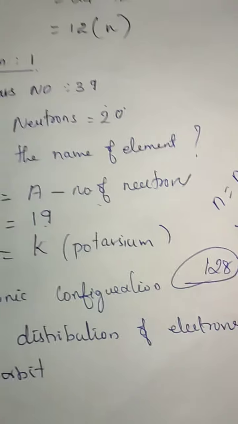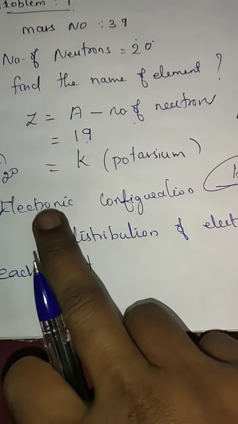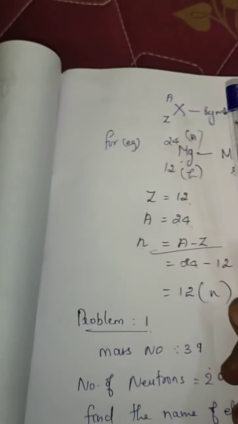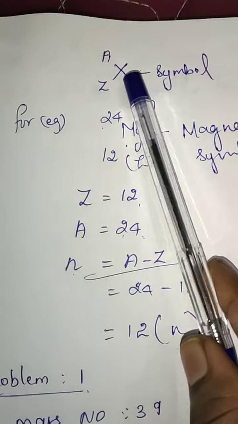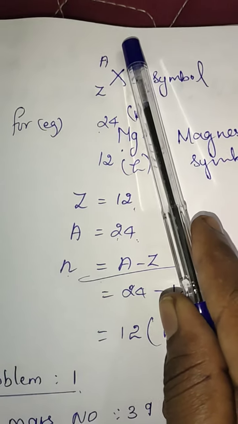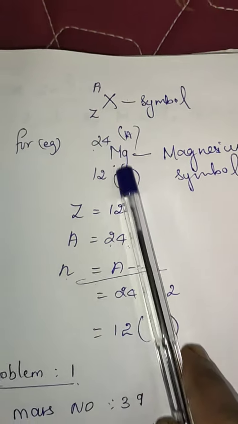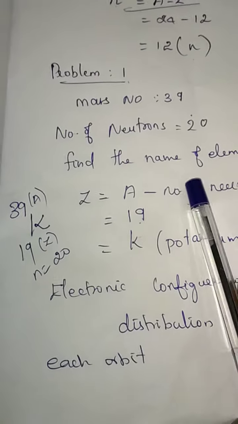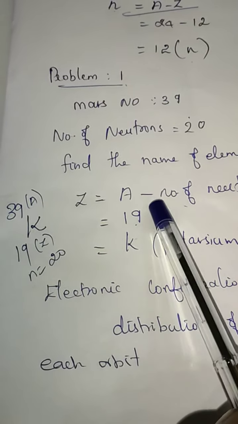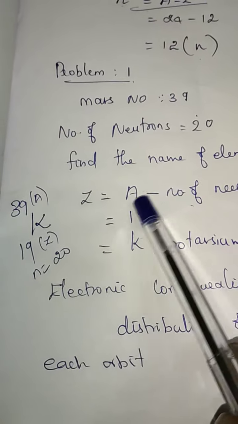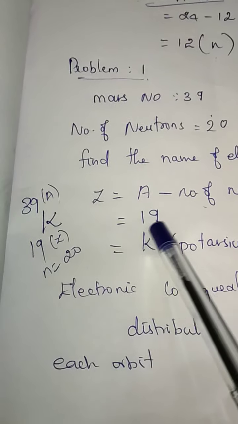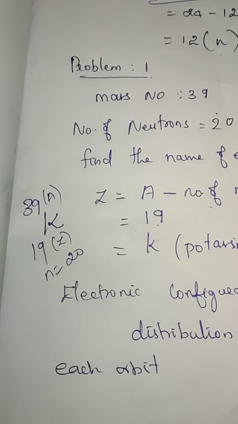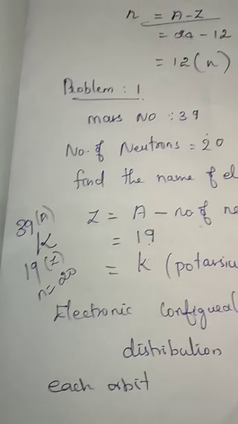Next we are going to learn electronic configuration. Students, did you understand? So mass number and atomic number we have learned. How to represent that? At the center we should write the symbol, mass number at the top, atomic number at the bottom. And neutrons are found by the formula A minus Z. The number of protons or electrons determines the element name. Here the total number of protons or electrons is 19, so the element is potassium. Have you understood?